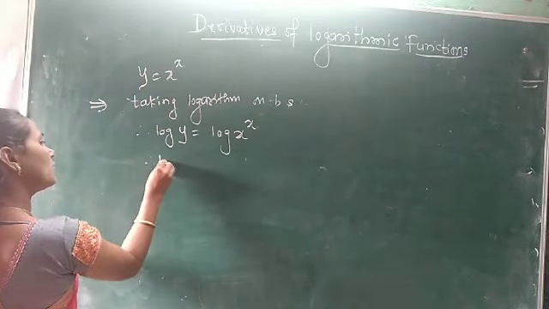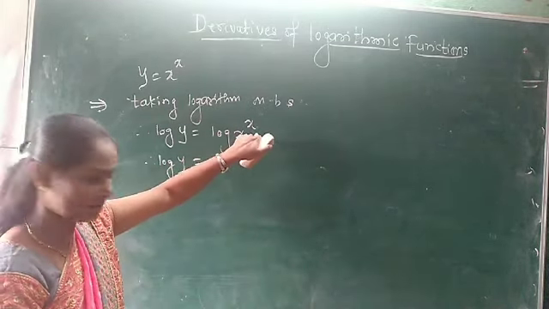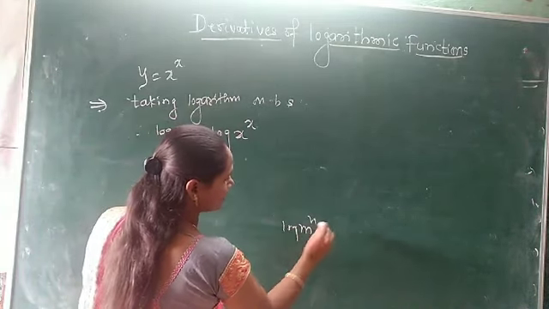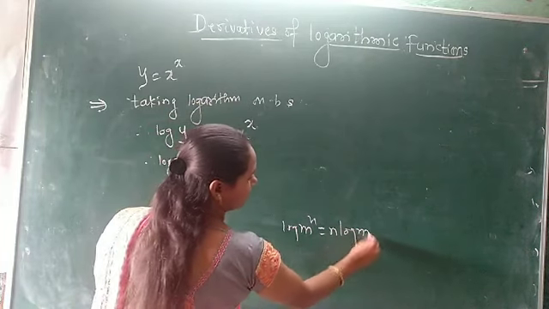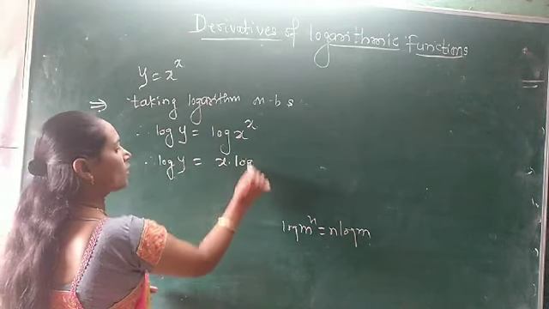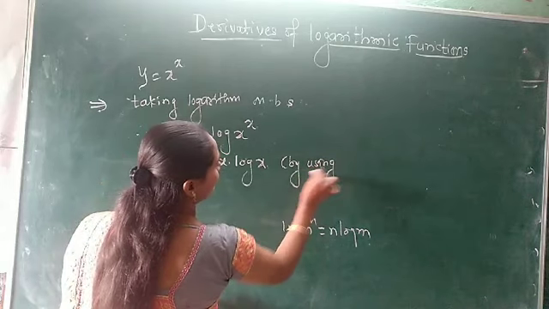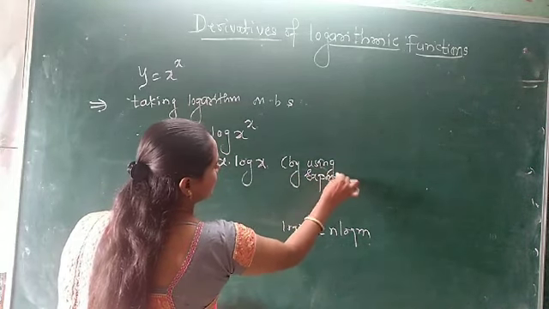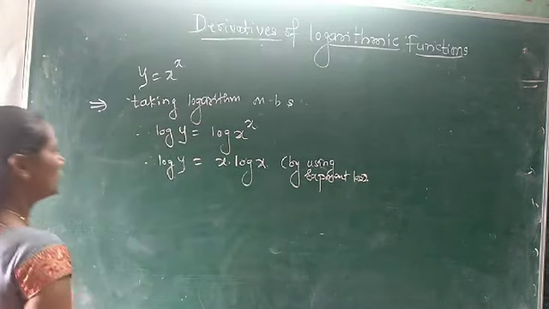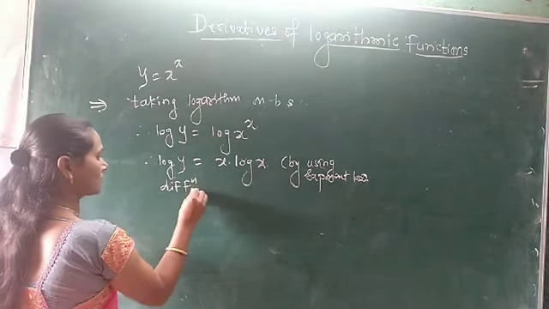Now keep this log y as it is, which is equal to log x raised to x. Now in the exponent law we see log m raised to n is equal to n log m. So here we write x into log x, using the exponent law of logarithm. Now we can differentiate this term with respect to x.